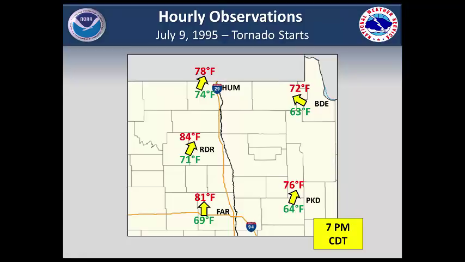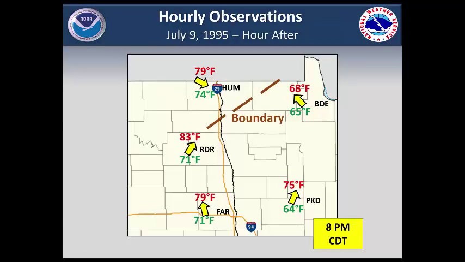7 p.m. is about when the tornado first touched down. You can see not much has changed from the previous hour. At 8 p.m., the map finally shows the boundary that was also visible on the 7 a.m. July 10th surface map. Ahead of the boundary, the wind direction arrows were from the south, while behind the boundary they were from the northwest. Dew points were still in the lower 70s near this boundary, which is very muggy air.